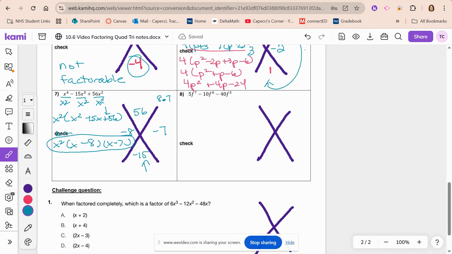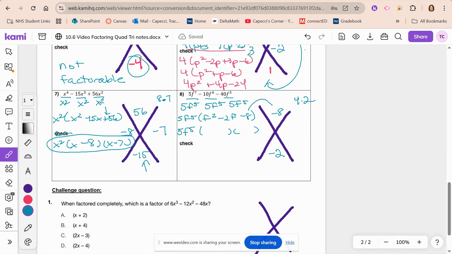All right, take a look at one more here. Again, this time I have a variable and I have a coefficient, a number that goes into both. So my greatest common factor is 5f to the 5th. It goes into all 3 terms. So that's going to come out, and I'm left with f to the second minus 2f minus 8. So again, that negative 8 is going to go there. That negative 2 is going to go here. My 5f to the 5th is going to come down. And I'm going to set up my parentheses.